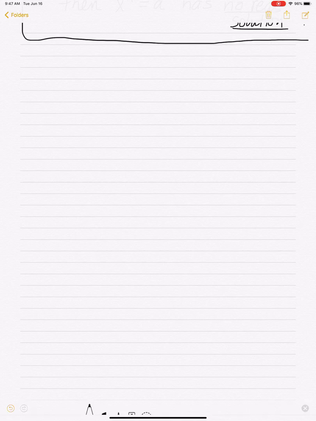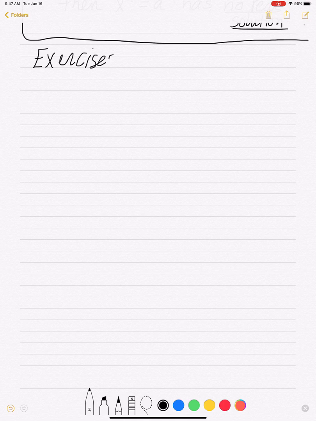All right, so let's solve some power equations. Let's just do some exercises. So these are all going to be power equations. Some of them may not look like it, but we can rewrite them so that they will look like power equations. So solve the equation. Those are instructions.